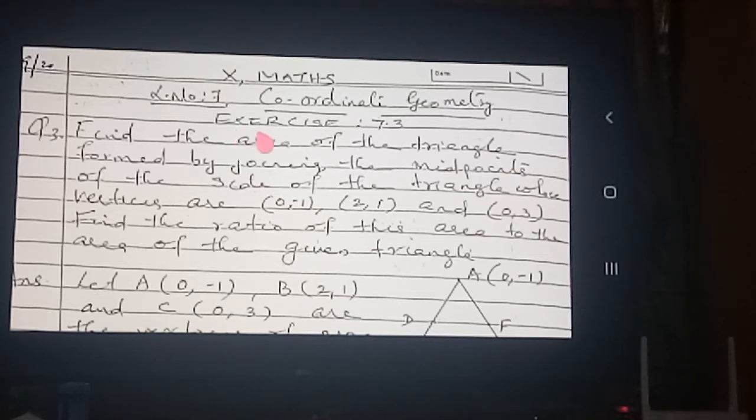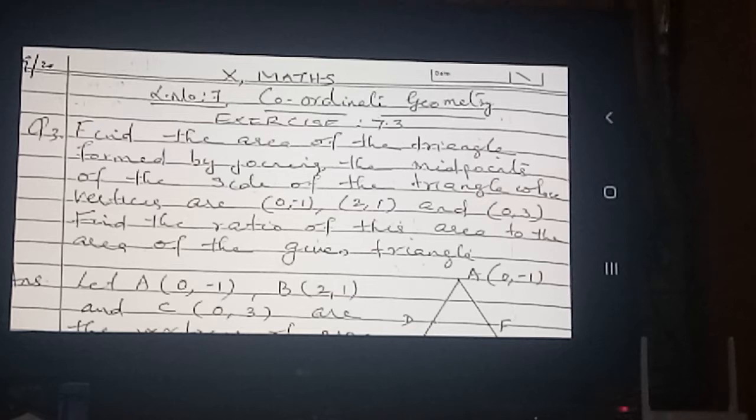Today we will start with exercise 7.3, third sum. Find the area of the triangle formed by joining the midpoints of the sides of the triangle whose vertices are (0, -1), (2, 1) and (0, 3). Find the ratio of this area to the area of the given triangle. That means you want to find out the area of the given triangle, and also the area of the triangle formed by the midpoints.